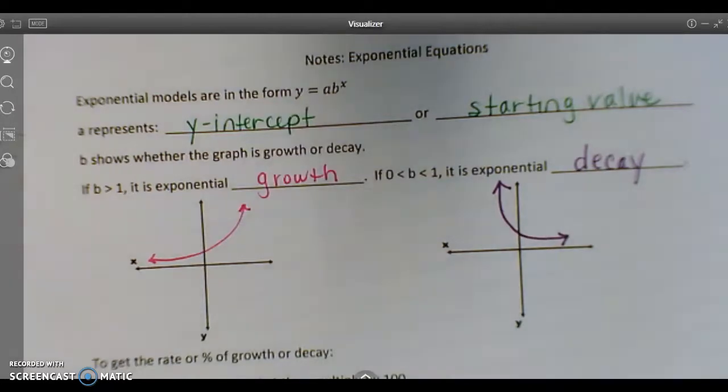And if you don't remember, you can always graph it in Desmos to look at it and say, well, what does my graph do? It goes up, oh, that's growth. It goes down, oh, that's decay.